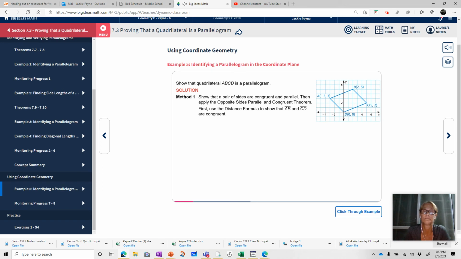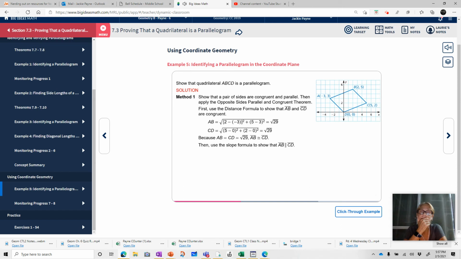First, use the distance formula to show that segment AB and segment CD are congruent. AB is equal to the square root of the quantity 2 minus negative 3 squared plus the quantity 5 minus 3 squared, which equals the square root of 29. CD is equal to the square root of the quantity 5 minus 0 squared plus the quantity 2 minus 0 squared, which equals the square root of 29. Because AB equals CD, which equals the square root of 29, segment AB is congruent to segment CD.